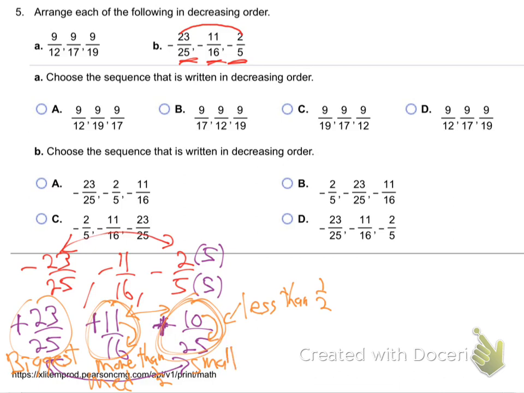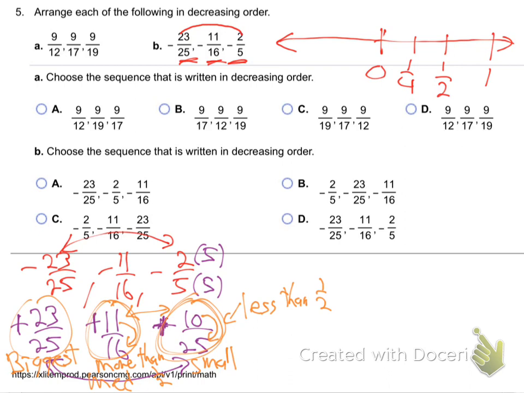But that's if they're positive. Negative reverses all that, doesn't it? Do you know what I mean? Let me show you on the number line. What if that's 0 right there, and this is 1? Here's a half. A fourth is less than a half, right?